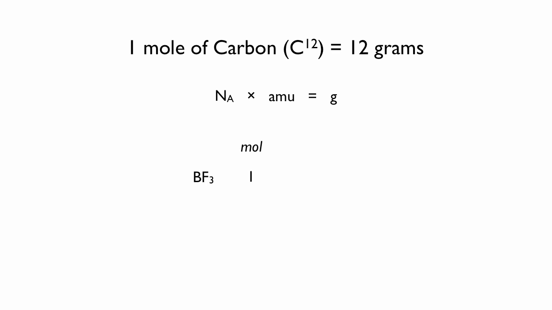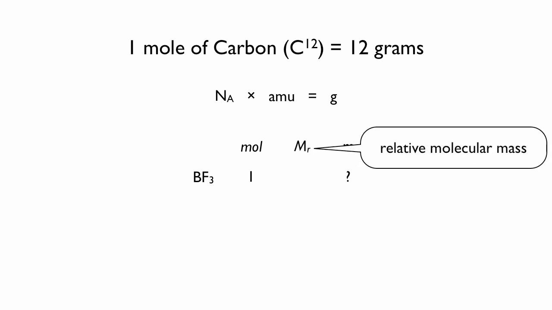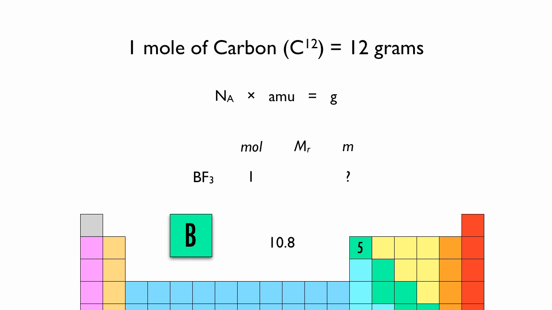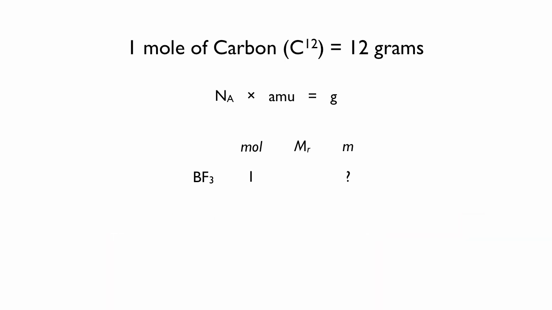For example, if we had 1 mole of boron trifluoride, how much does that weigh? Well, we need to find out its relative molecular mass. If we look at the periodic table, boron is 10.8 AMU and fluorine is 19, and that adds up to 67.8 for the whole boron trifluoride molecule. 1 mole of this will be the same number in grams.